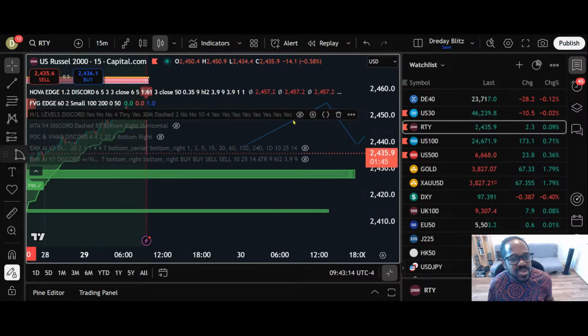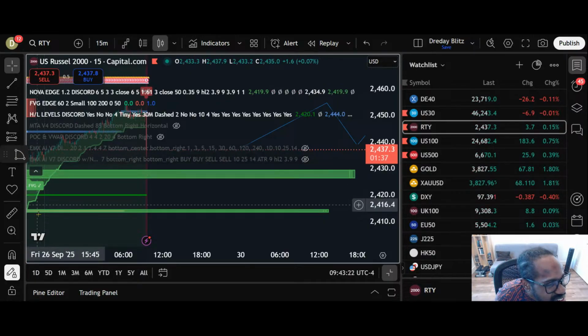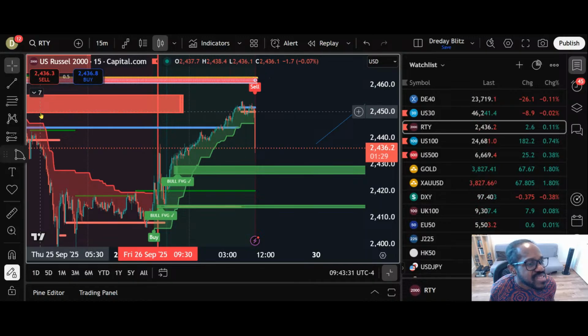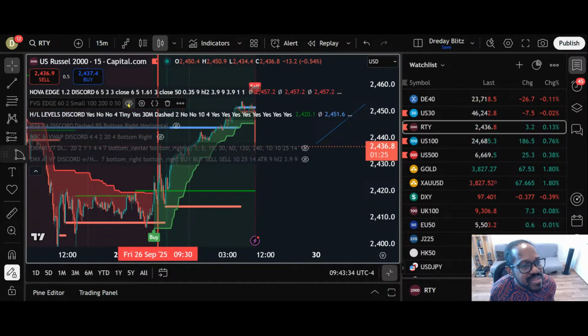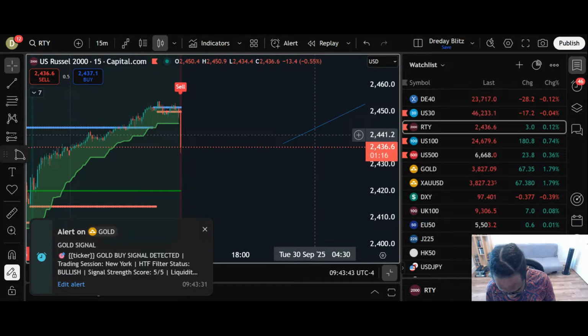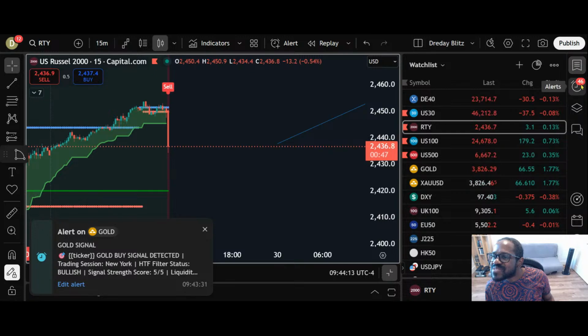All right. So we also could pull up the high-low level. Boom, boom. So high-low level, as you could see. Let me remove the fair value gap. So gold is a buy. So we have a gold buy right now.